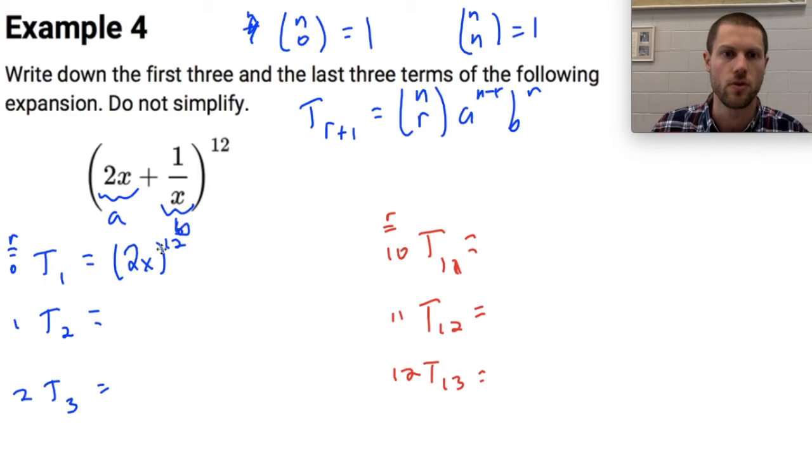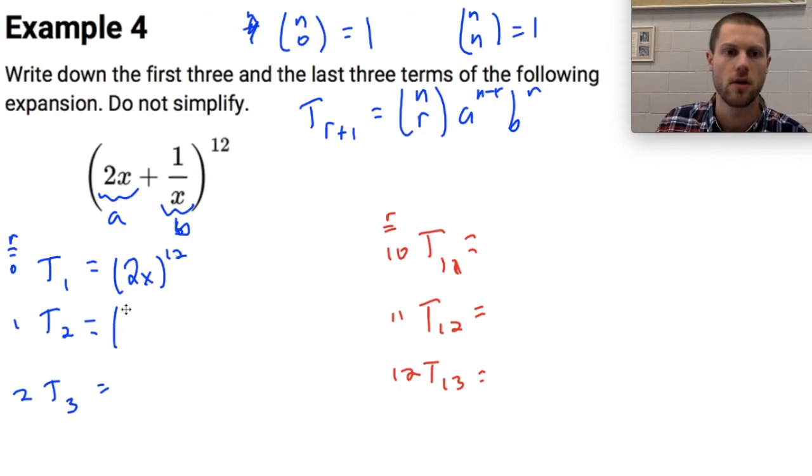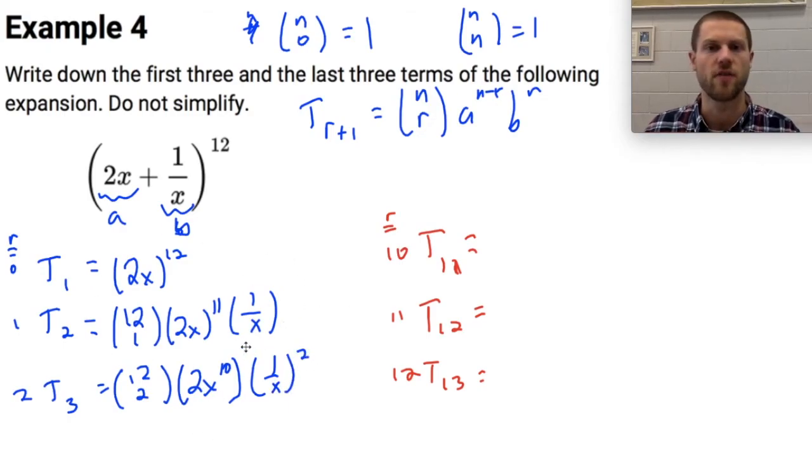And I'm going to move this down a little bit. There we go. So this isn't part of the b here. Then the first term is 2x to the 12th power. I'm not even going to write the b to the 0 power, since that is equal to 1 anyways. The second term is when r is equal to 1. So this will be 12 choose 1 times 2x to the 11th power times b, which is 1 over x, to the first power. My third term will be 12 choose 2 times 2x to the 10th power times 1 over x to the second power. So that takes care of my first 3 terms.